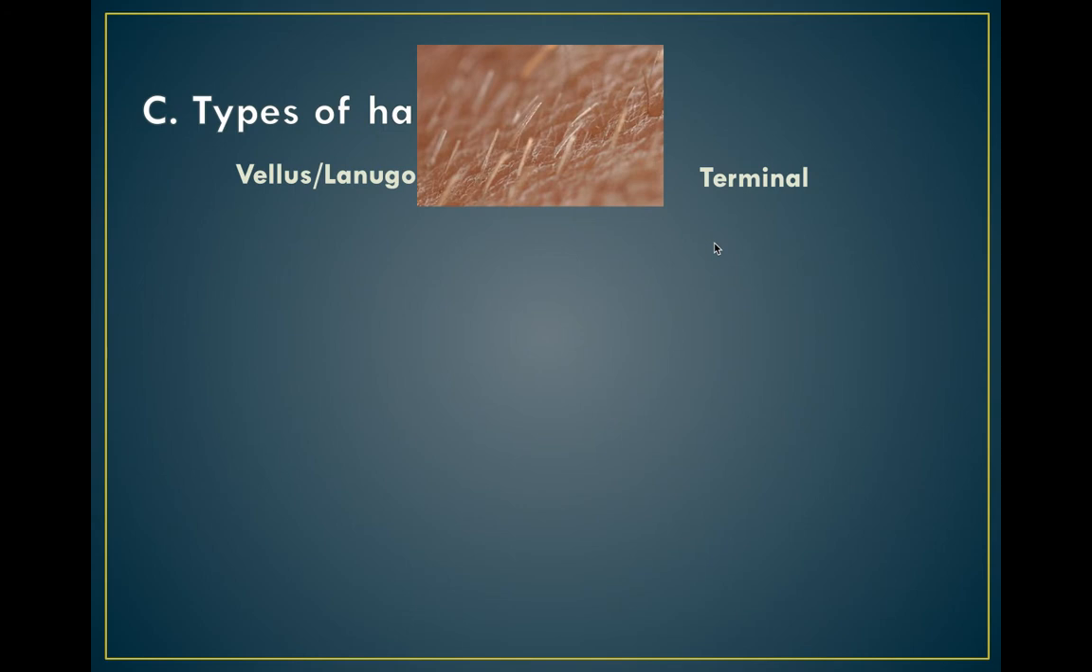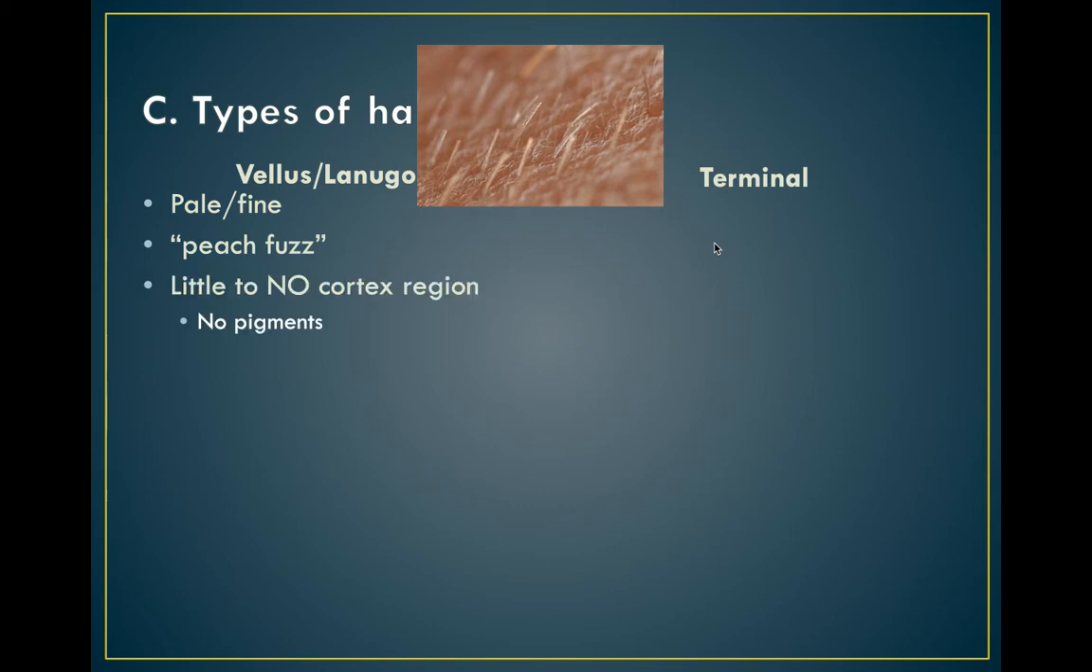There are a couple of different categories of hair. I see that the picture blocked some of our words, but the two main categories of hair are vellus and terminal hair. Another name for vellus might be lanugo, if you see that in text or in a question stem. So vellus hairs are very thin and pale and fine. They're sometimes likened to peach fuzz, and they are this way because they don't have a cortex region, which means they really don't carry a pigment, because the cortex region carries the pigment.